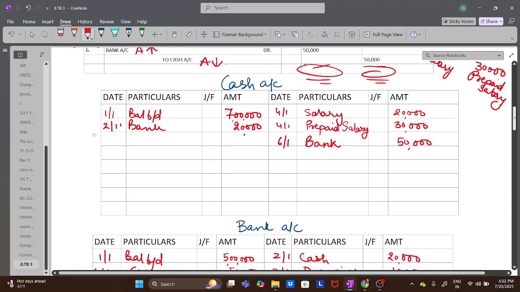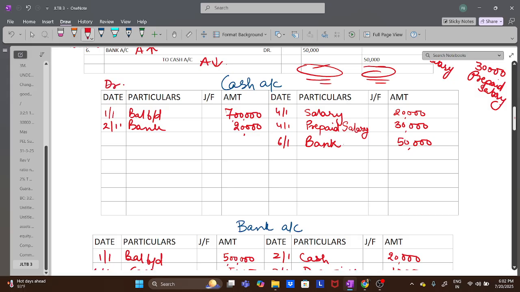Let me explain this balancing of ledger to you. This is debit side, this is credit side. Here we show decreases, here we show increases. We want the increases to always be more than decreases. So this side is more, this is less, we come to know. So on the last date, make provision for balance to be carried down to next month.